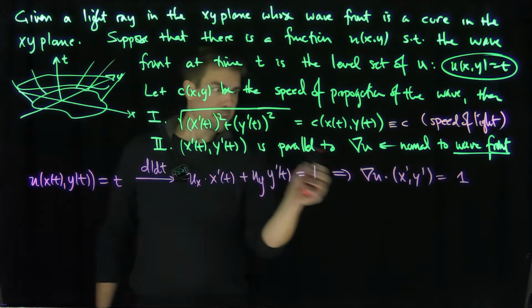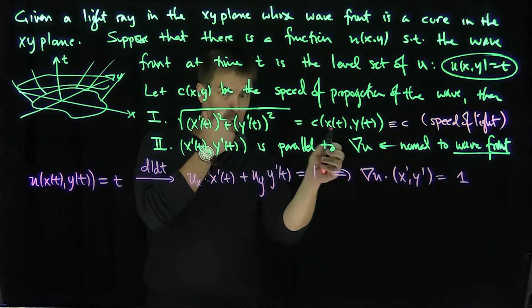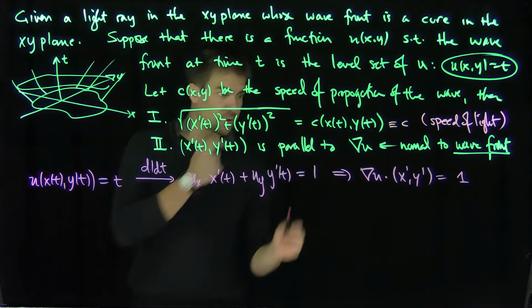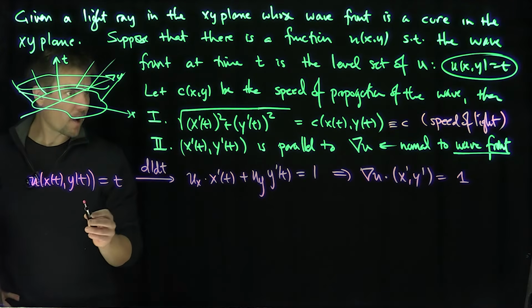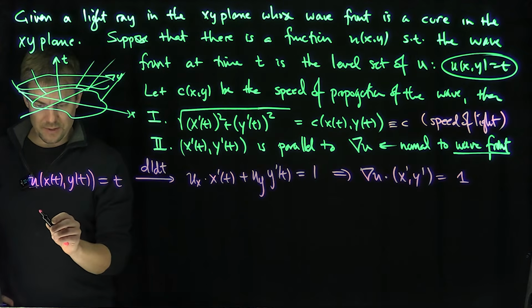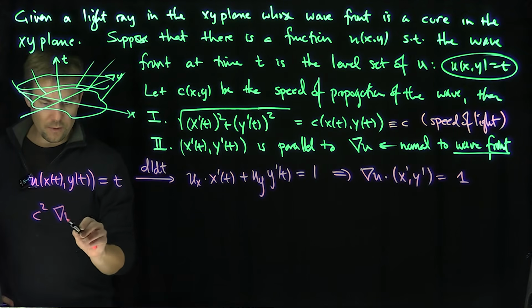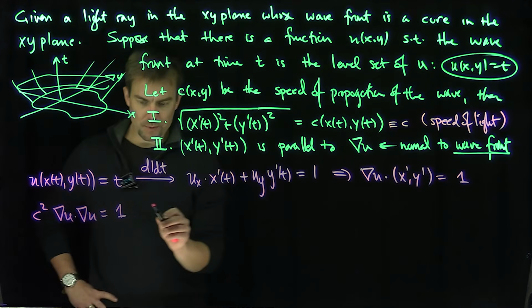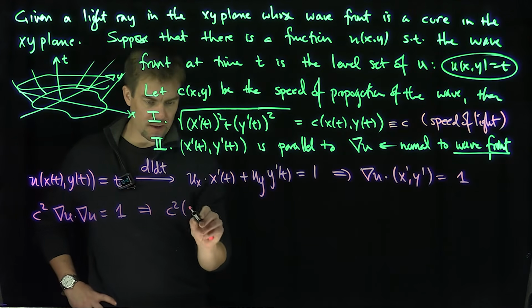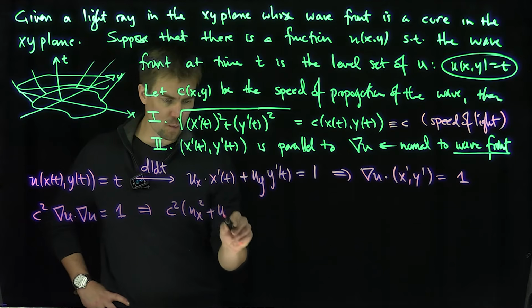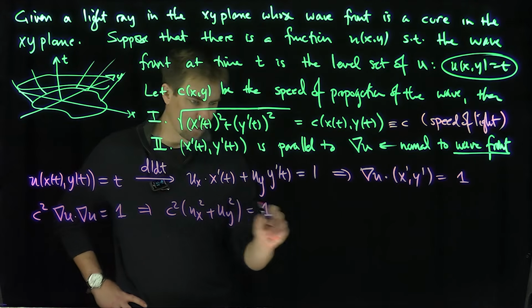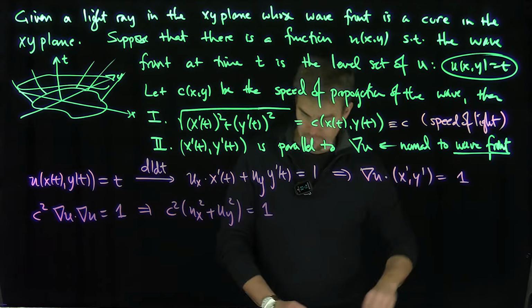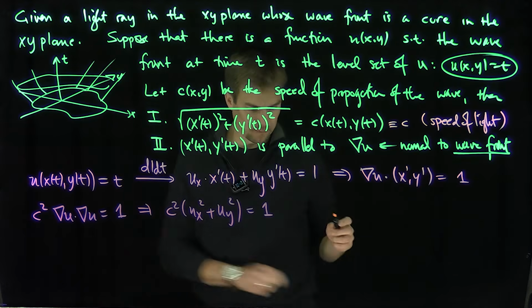And on the other hand, it's going to be also equal to what? It's also going to be equal to the speed, right? So it's going to be the speed of this curve over here. So what we're going to have is c squared gradient u dot gradient u is equal to 1. And so of course what this looks like is this now says c squared times (ux squared plus uy squared) is equal to 1. And this equation over here is a very famous equation. It's called the Eikonal equation.